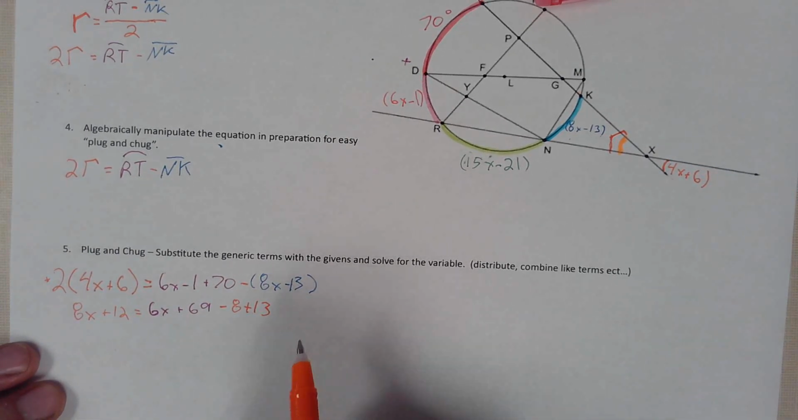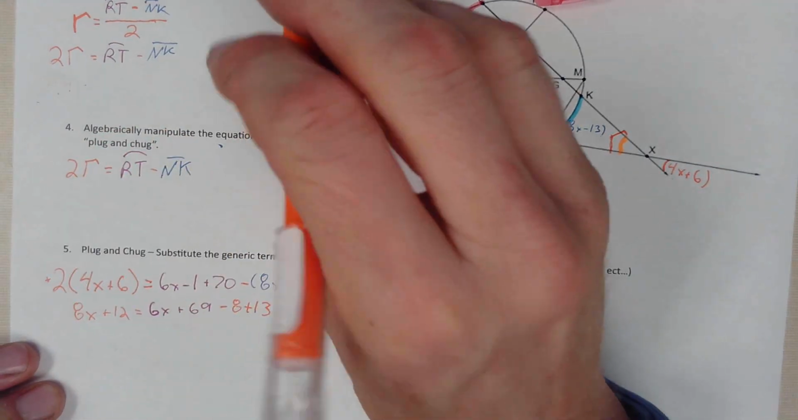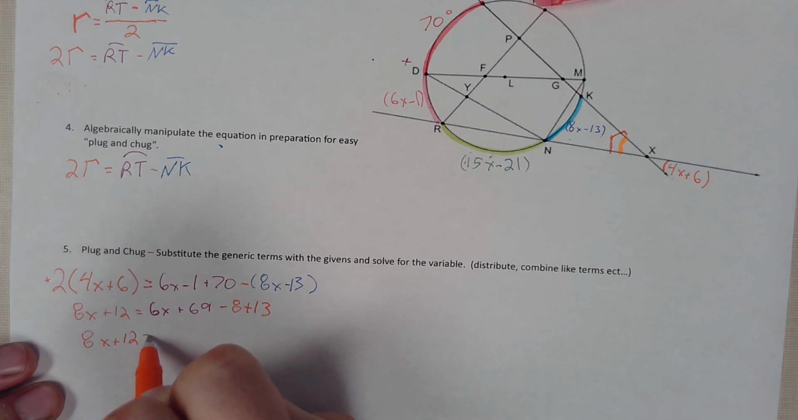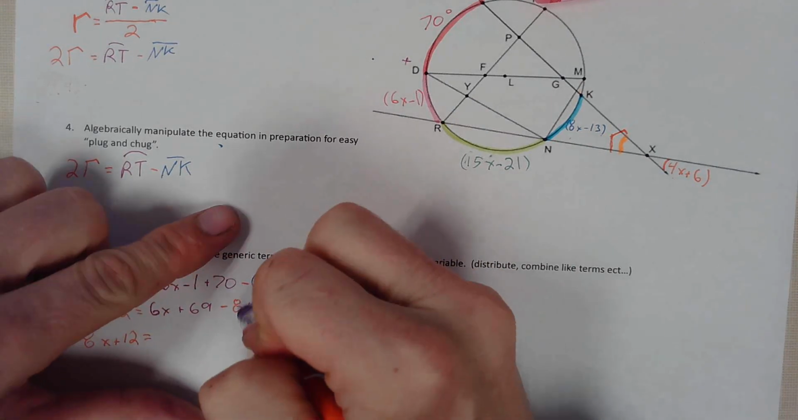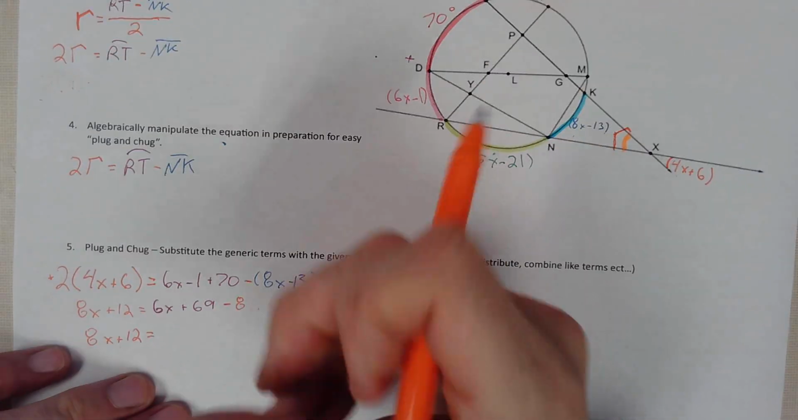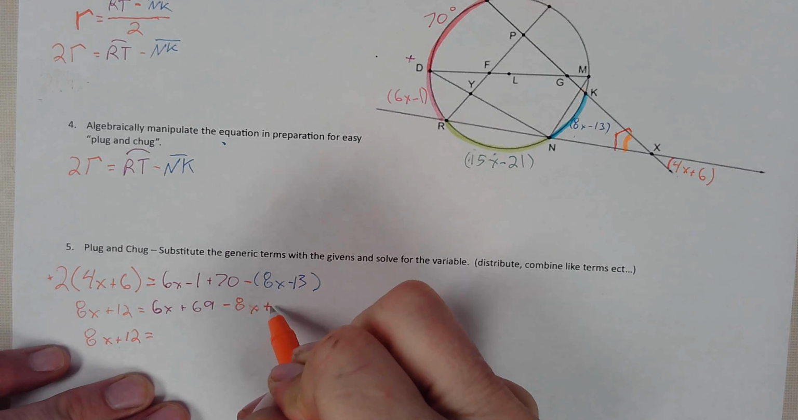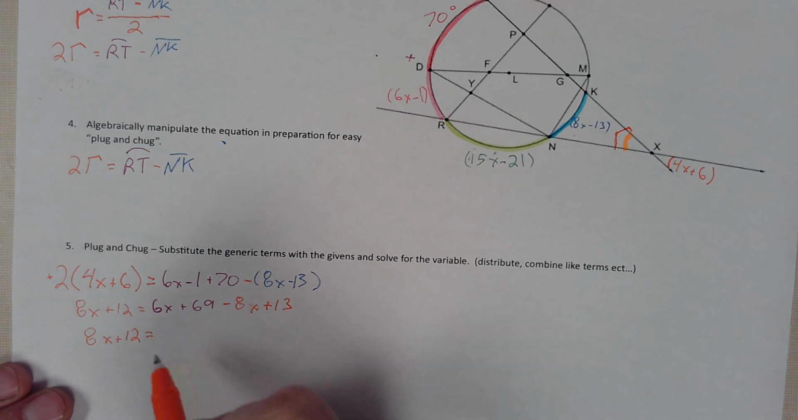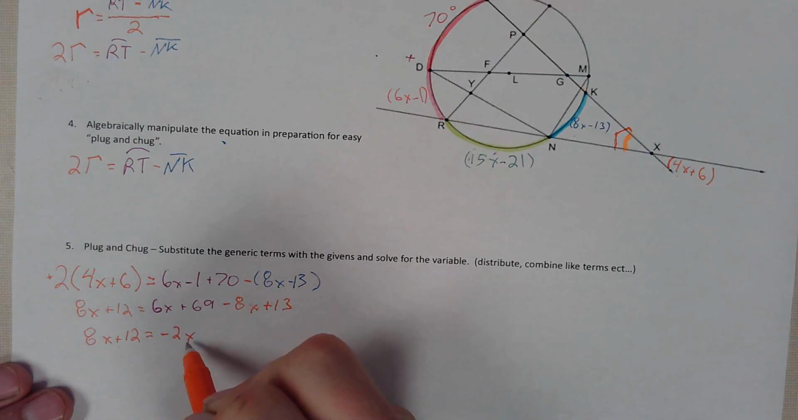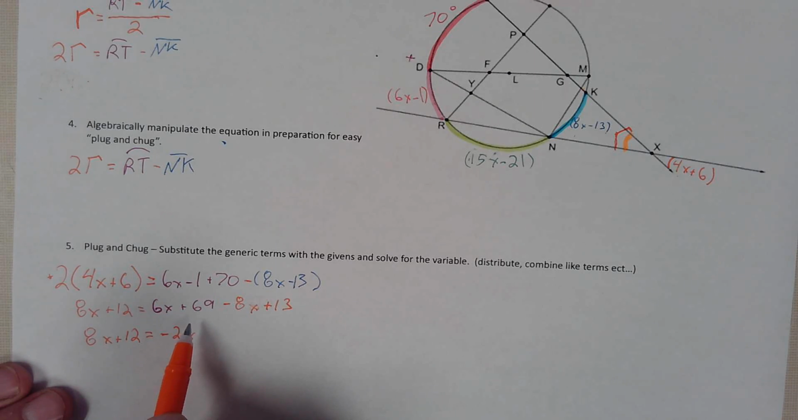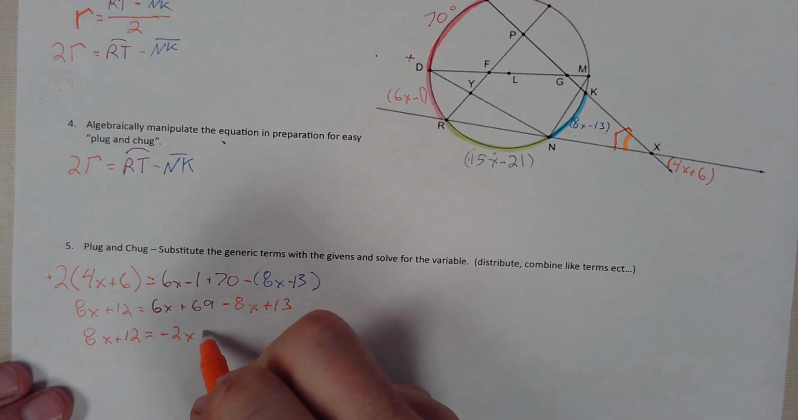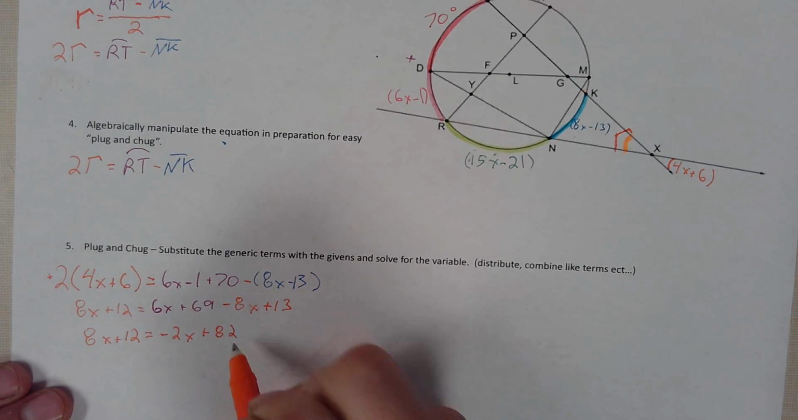Okay, so now I will combine like terms over there, and it's going to be 8x plus 12 equals, I forgot my x, 6x minus 8x plus 13. So 6x minus 8x is negative 2x, and then we have 69 plus 13. 69 plus 13 is plus 82.